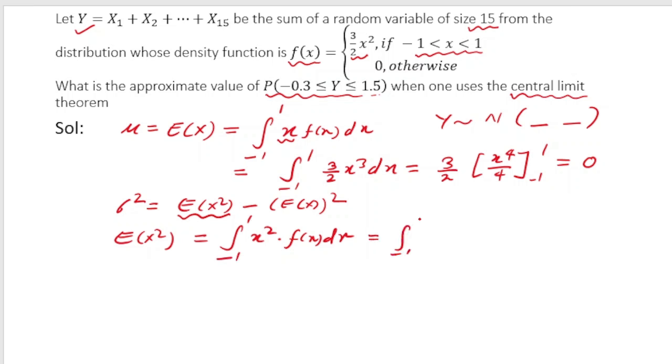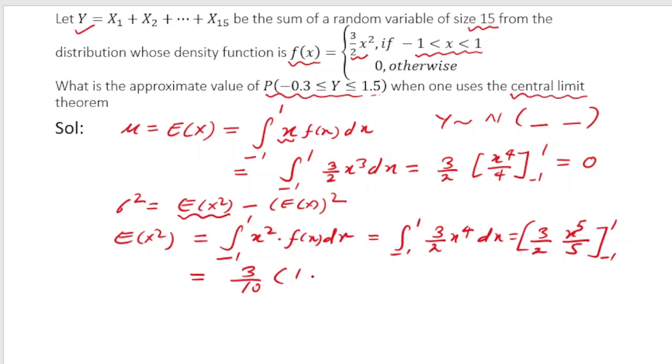So from -1 to 1, if I multiply by x square, I will get 3 by 2 x to the power 4 dx. So I will get 3 by 2 times x to the power 5 by 5, with limits of integration -1 to 1. If I evaluate it, I will get 3 by 10. The upper limit 1 to the power 5 is 1, the lower limit -1 to the power 5 is -1, so plus 1. So I get 2 by 10, the 2 and 10 cancel, and I get 3 by 5.